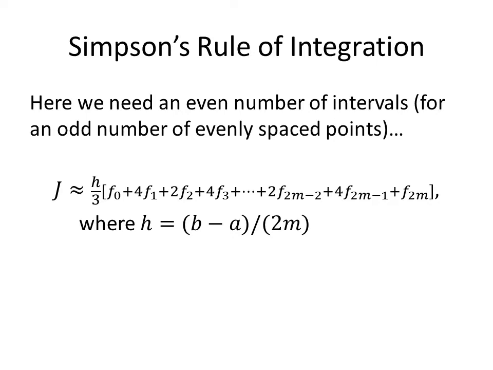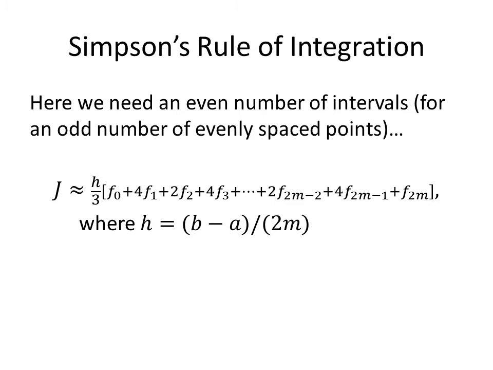So h here is b minus a divided by 2m, where m is the interval size, and here we need to have different weights. Notice that our weights go in the following pattern. When I start at f0 and work towards f2m, you'll see my weights are 1, 4, 2, 4, 2, 4, 2, 4, 2, 4, 2, 4, 1.